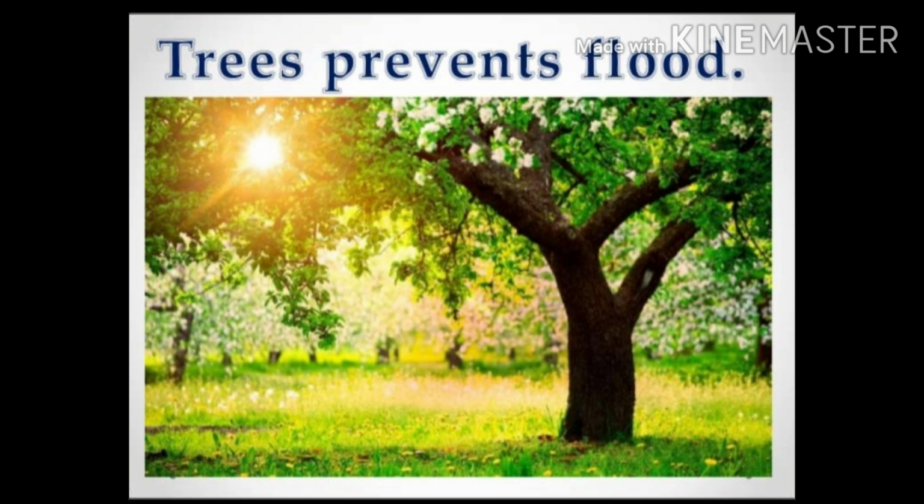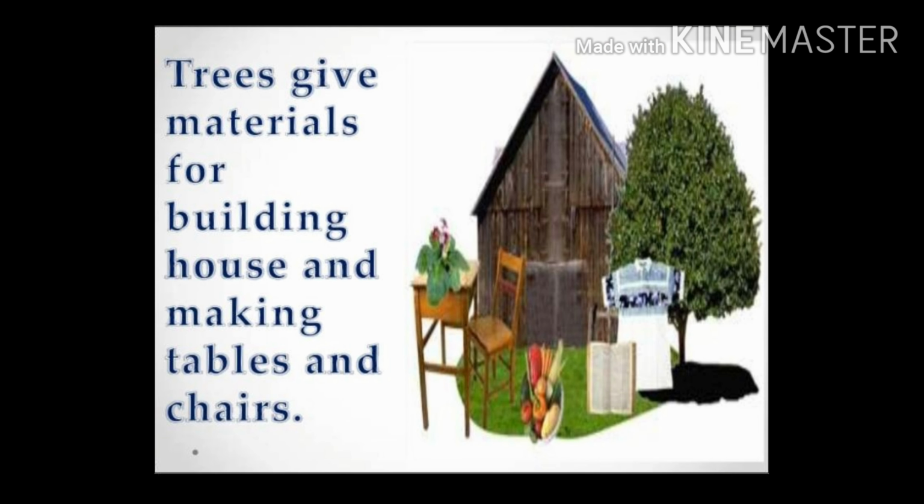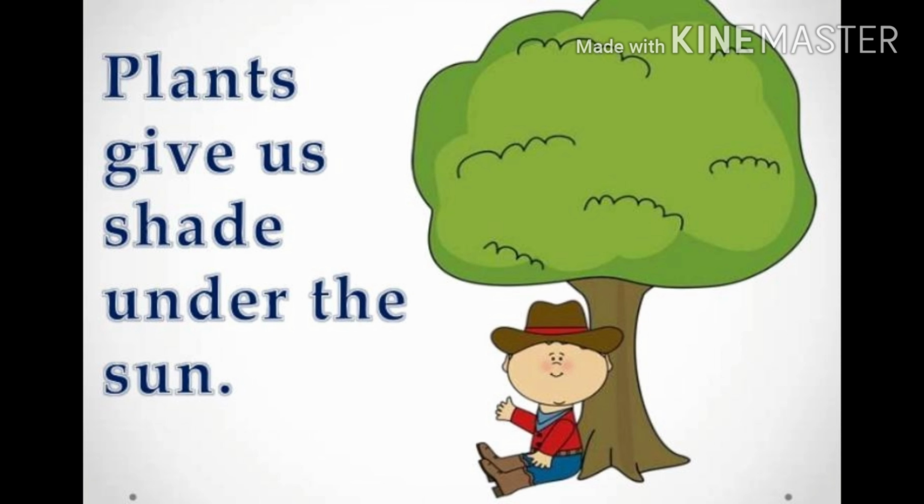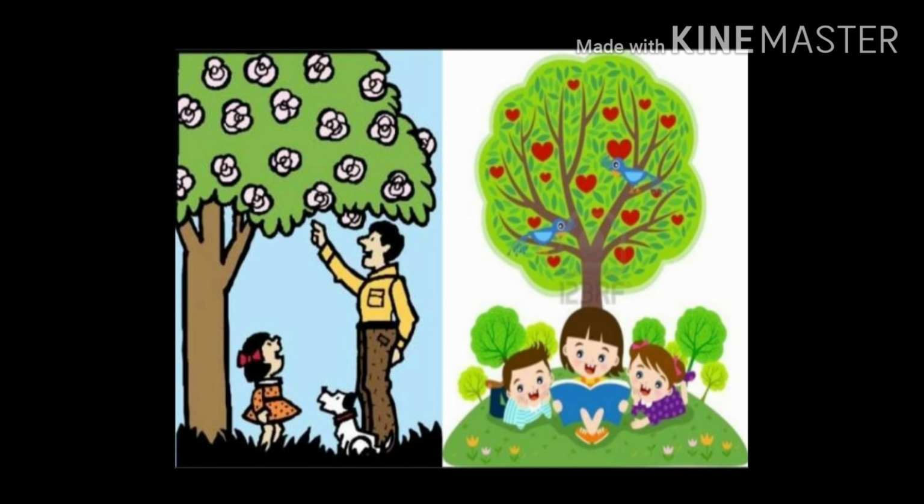Trees prevent floods as they hold on to the soil very tight with the help of the roots. The wood which we get from the bark of the trees is used for building houses and making tables, chairs and other furniture. The trees provide us with shade on a hot sunny day. Here, as you can see, children are sitting under the tree on a sunny day.